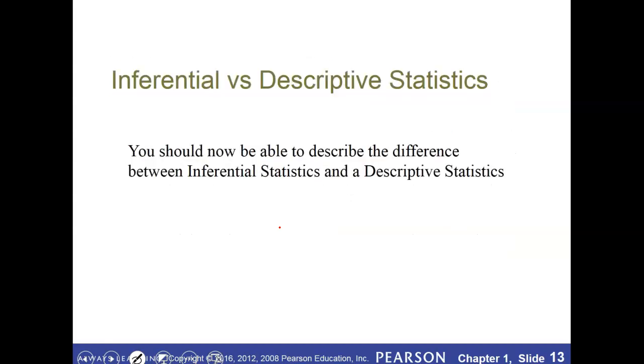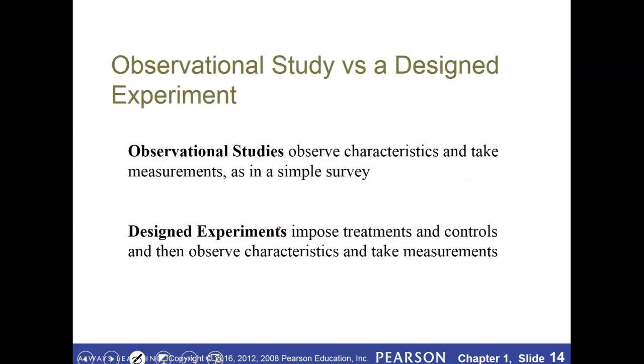All right, so at this point, we should be able to describe the difference between an inferential study and a descriptive study. Let's go on to the second part of this lesson, which is observational studies versus designed experiments. An observational study is where you simply observe characteristics and take measurements, as in a simple survey.